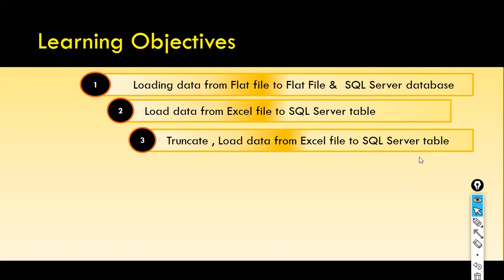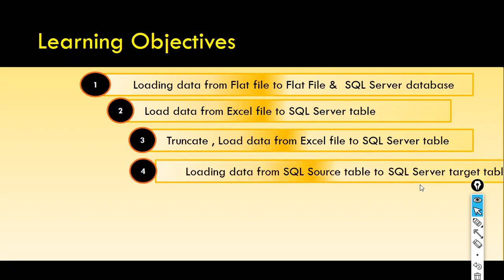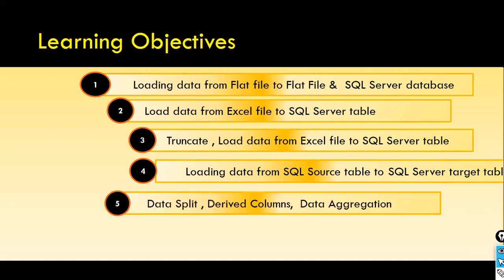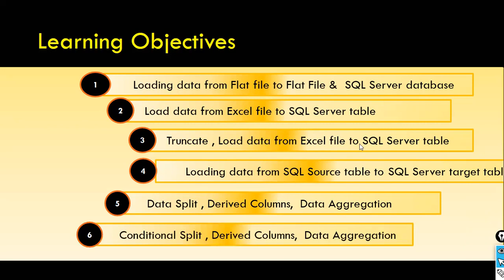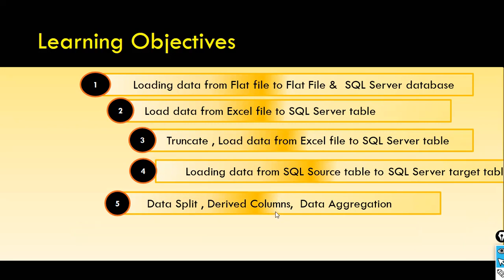We will see how we can first truncate the data from a table, and then load the data from Excel file to SQL. Then we will move ahead and take a look at loading the data from one SQL Server table to another SQL Server table. Then we will proceed with how to perform splitting the data, how to create the derived columns, how we can perform the data aggregation, and how we can do the conditional split, which is nothing but the data split. This exercise we will do now.